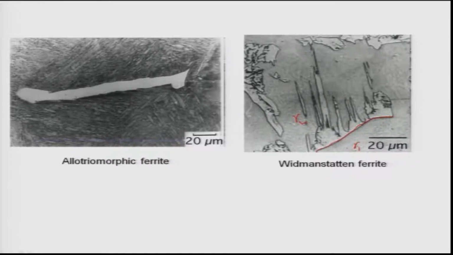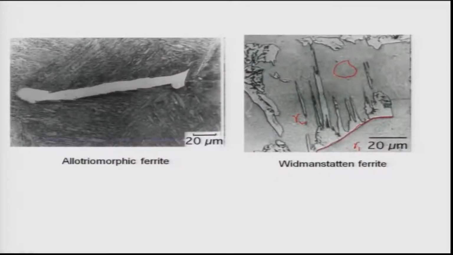That is what is observed from this picture. Such a kind of morphology is known as Widmanstätten ferrite. There is another type of ferrite which is very rarely observed, known as idiomorphic ferrite. It can form inside a gamma grain, which is very rare.